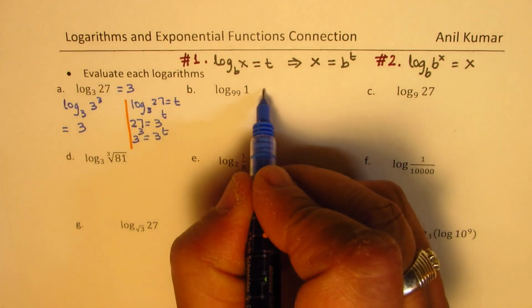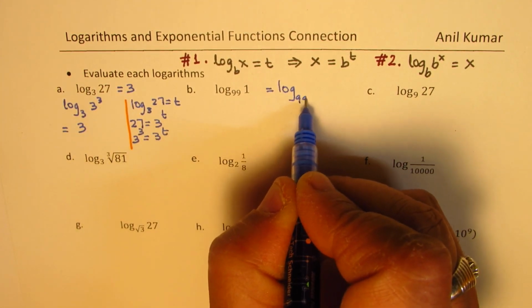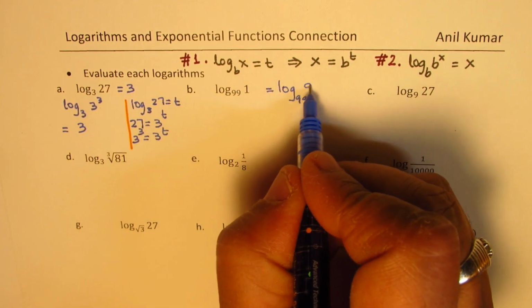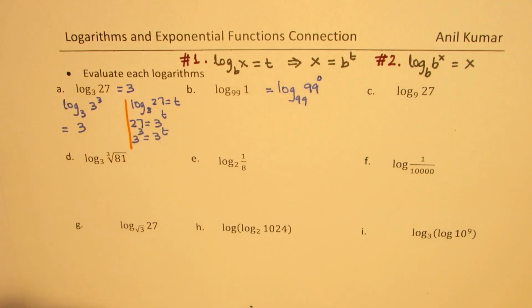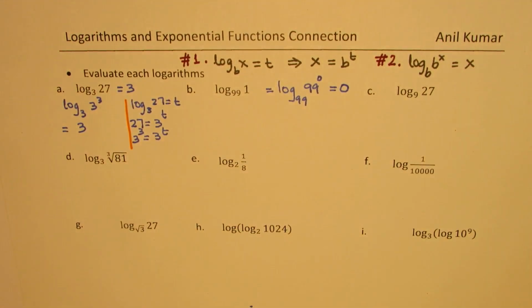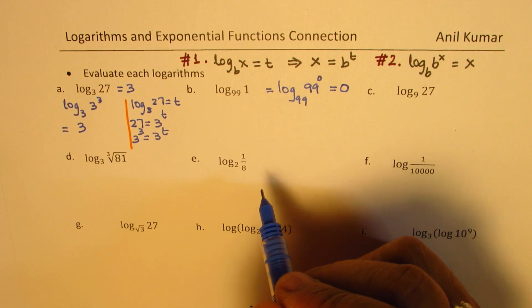So for example here, I can write this as log to the base 99 of 1. I have to make 1 with the base 99. So that is only possible if I write 99 to the power of 0, and that straight away gives you the answer as 0. Do you see the beauty of this method? Correct? So easily you could do it, right?